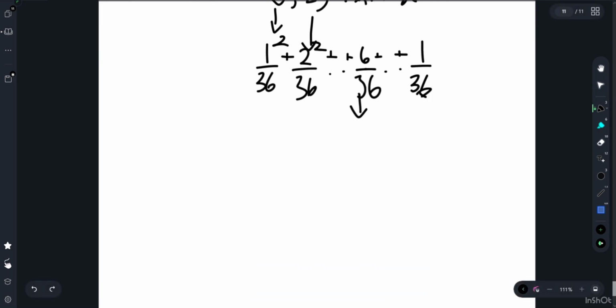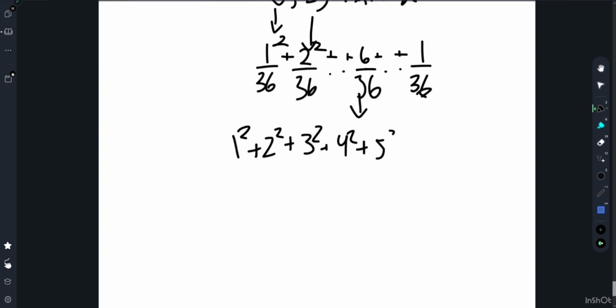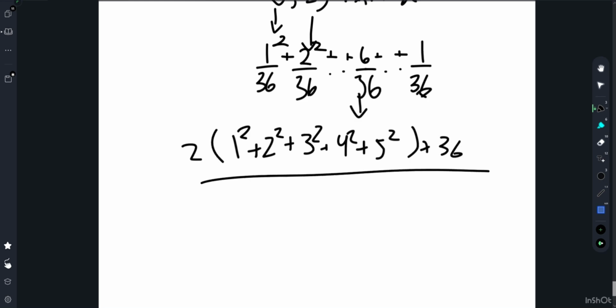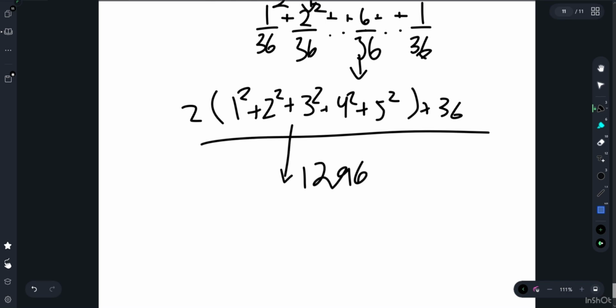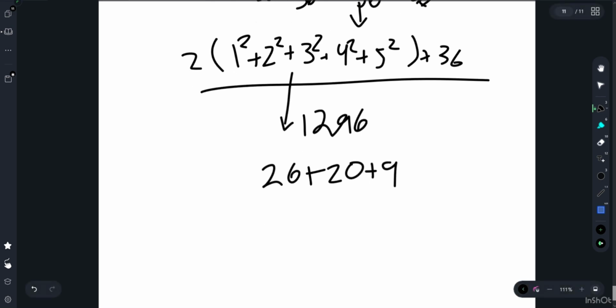So squaring them and adding them together, we have 1 squared plus 2 squared plus 3 squared plus 4 squared plus 5 squared. When you multiply this by 2 and add 36, all over 1296. So this gives us 110 plus 36, which is 146 over 1296.